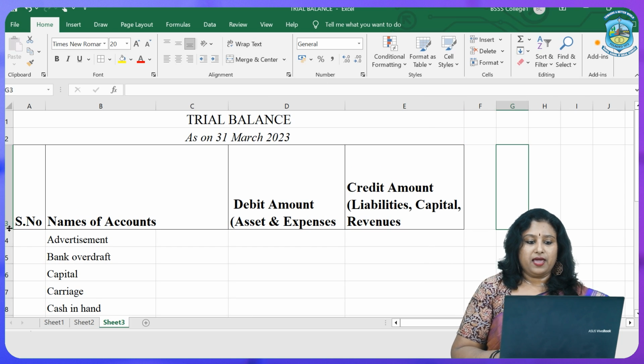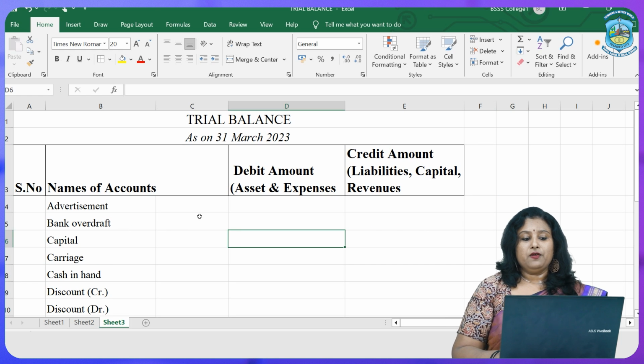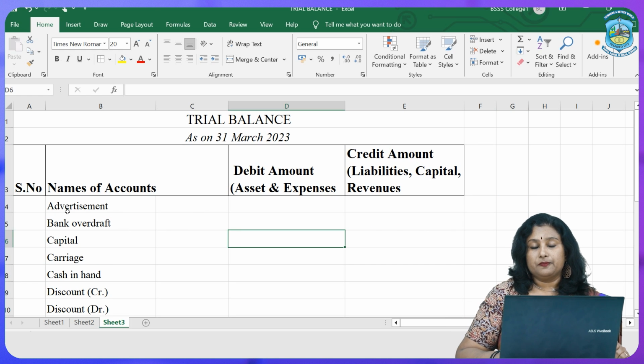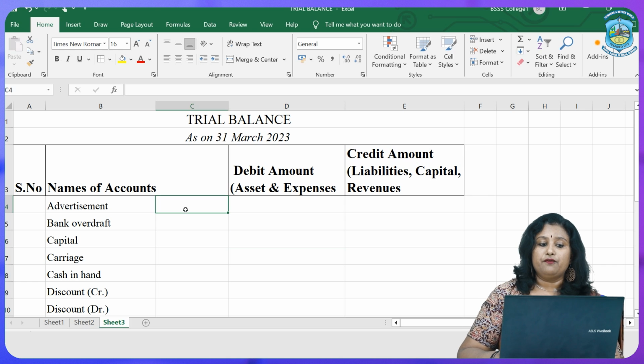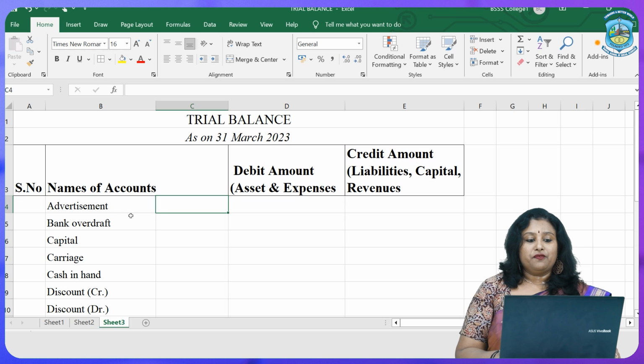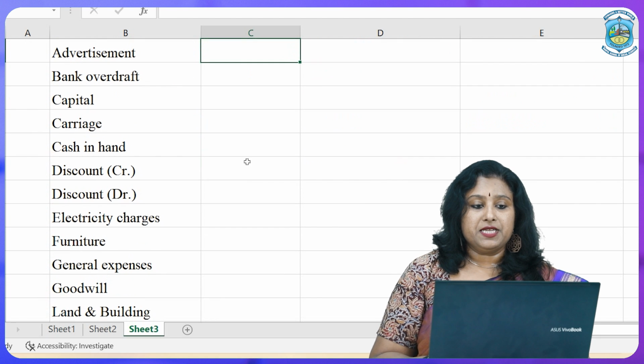Okay. So we have the trick over here. Now what will I do? I'll simply sort the nature of all the accounts just now in front of you, and will put the respective amounts in the correct columns. So fine, let's go.